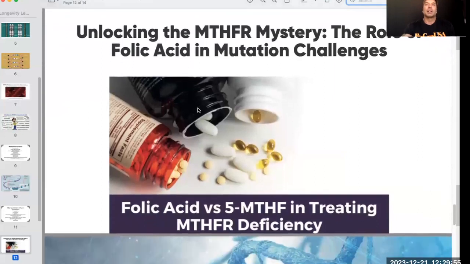All right, now unlocking the MTHFR mystery. So we already talked quite a bit about folic acid. When you have that MTHFR gene mutation, you cannot convert folic acid to its usable form, methylfolate. And that causes a lot of issues because of the accumulation and because of nutrient deficiency.